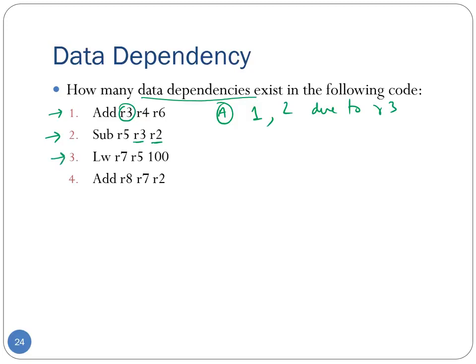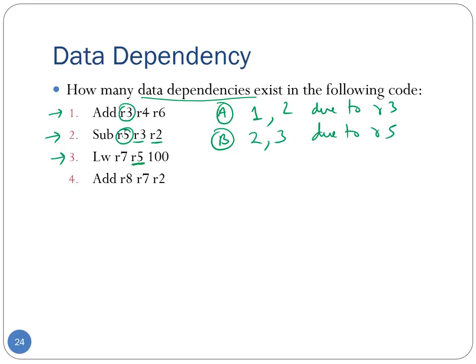Moving on to instruction 3 over here. So load word will read R5, and we just need to check R7 is the destination for load word, so we don't need to worry about R7. So R5, we need to see whether R5 is a destination in any of the previous two instructions, right? So R5 is a destination in the subtract, and there's no other problem with the add instruction. So there is a dependency between the subtract and the load word.